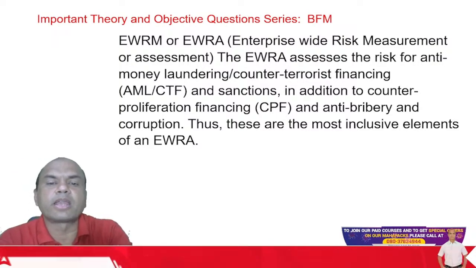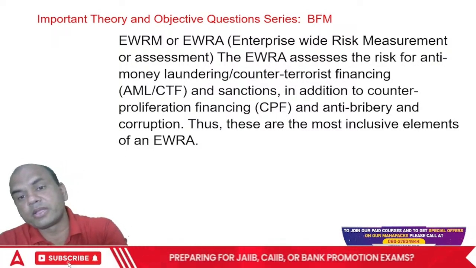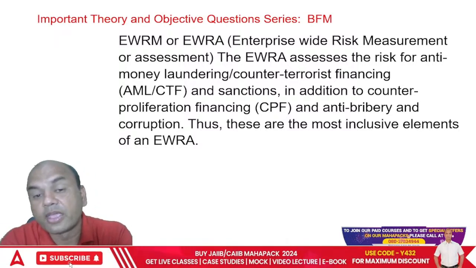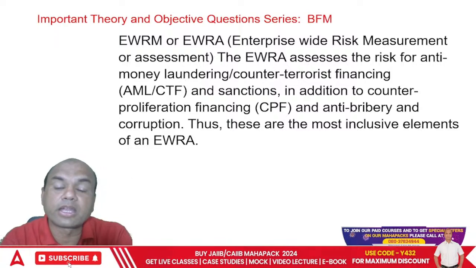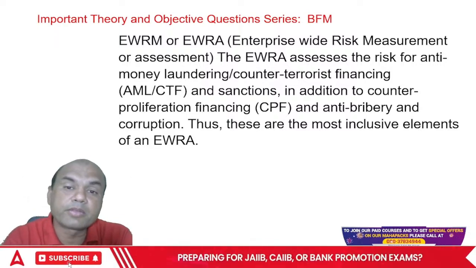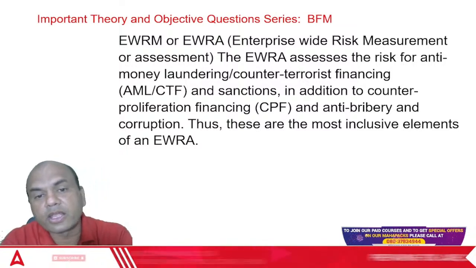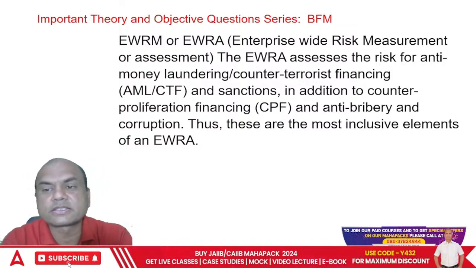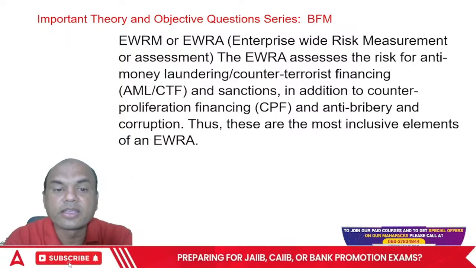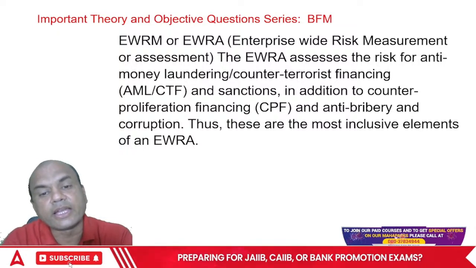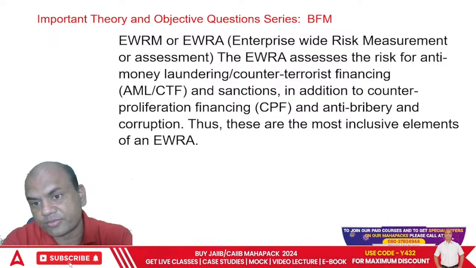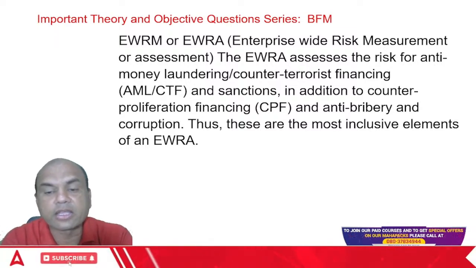What is EWRM or EWRA? What do you mean by this? Enterprise wide risk measurement or risk assessment. Enterprise wide means total, related to the enterprise, company wide. EWRA or EWRM, you can call it, assesses the risk of anti-money laundering and counter-terrorist financing, meaning AML and CTF, and sanctions, in addition to counter-proliferation financing and anti-bribery and corruption.